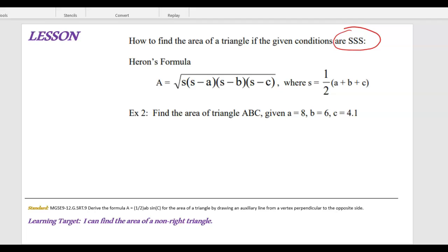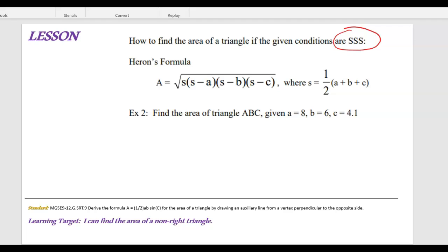The formula is called Heron's Formula. I've heard it pronounced Heron's, Aaron's, and Heron with a silent H. All kinds of pronunciations, and people can debate this. I'll call it Heron's Formula, and you can call it whatever you like.